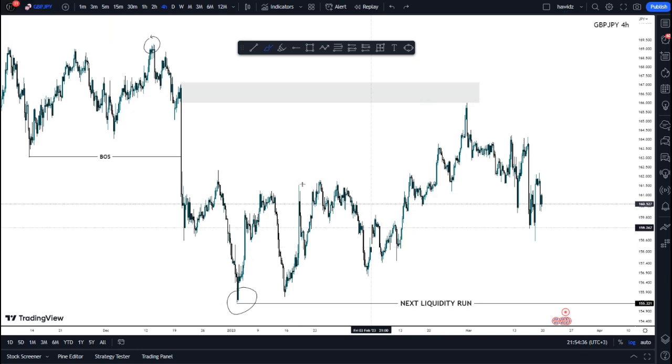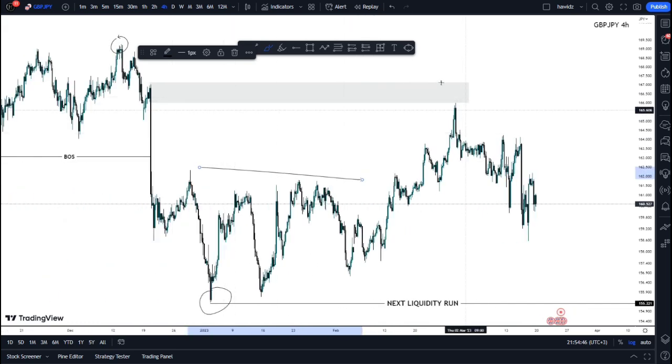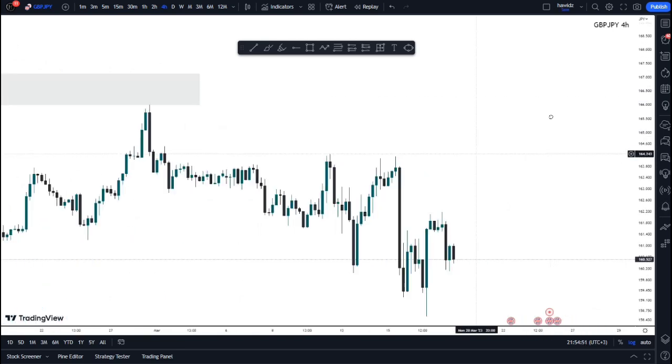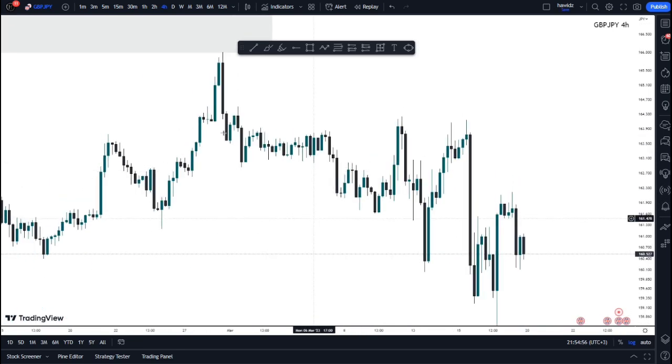Now, what price did is what price does best, right? So price came down, engineered liquidity here, right? We can see there's a lot of buy side liquidity there, but finally price did tap into our zone, right? And now coming to focus on this area here, when price tapped into our zone, what do we see?